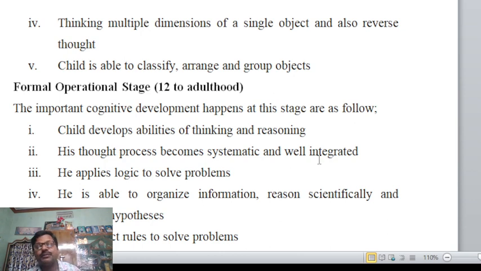And another most important thing that develops during this stage is that the child is able to classify, arrange, and group objects. At that time, puzzles will be given to the students.